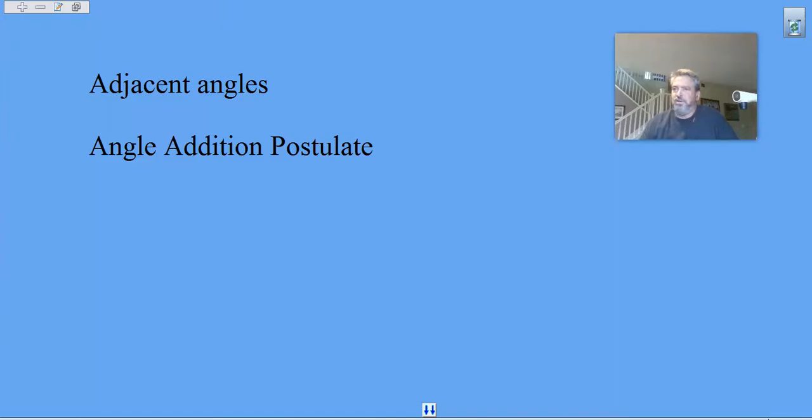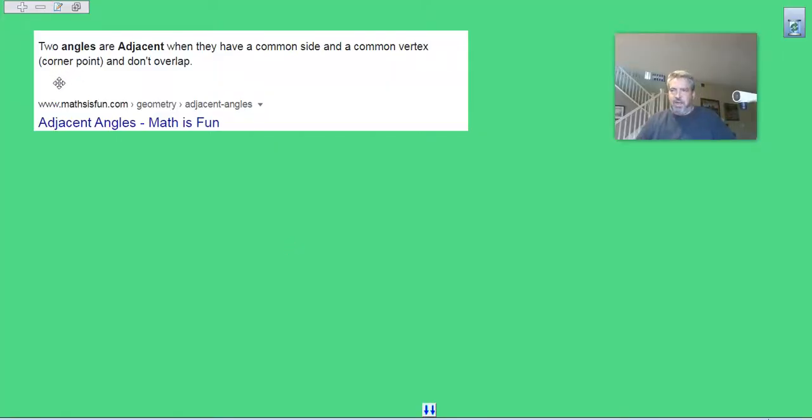I Googled adjacent angles, and I like this definition. Thank you, mathisfun.com. Two angles are adjacent when they have common sides and a common vertex, the corner point, and they don't overlap.